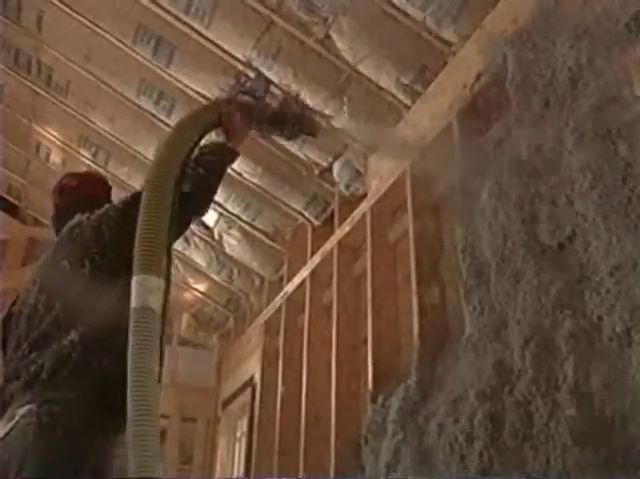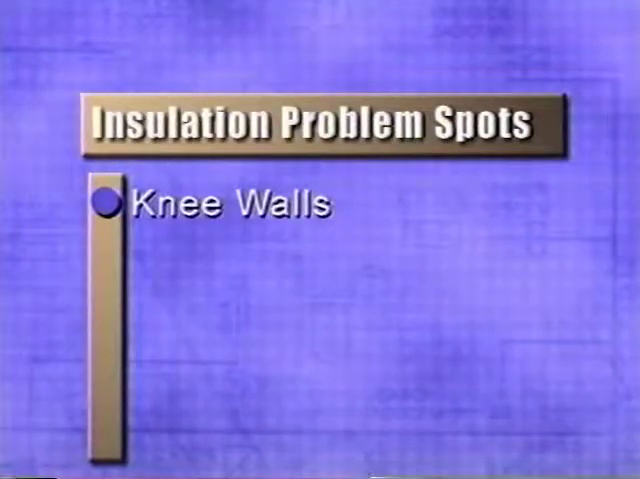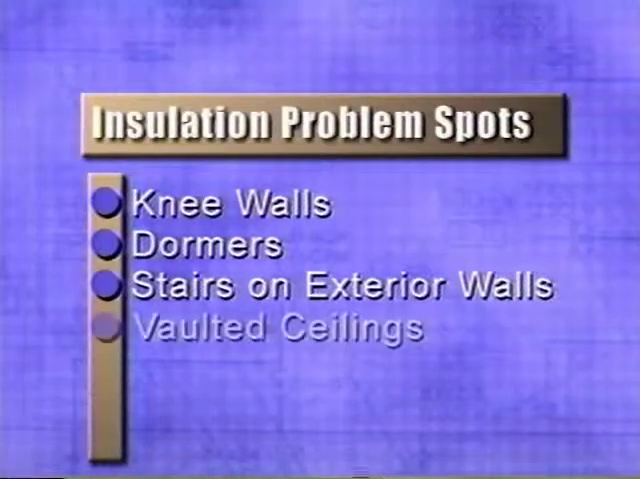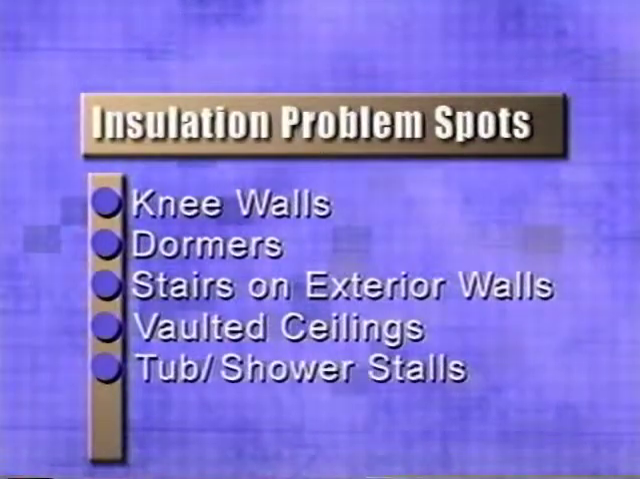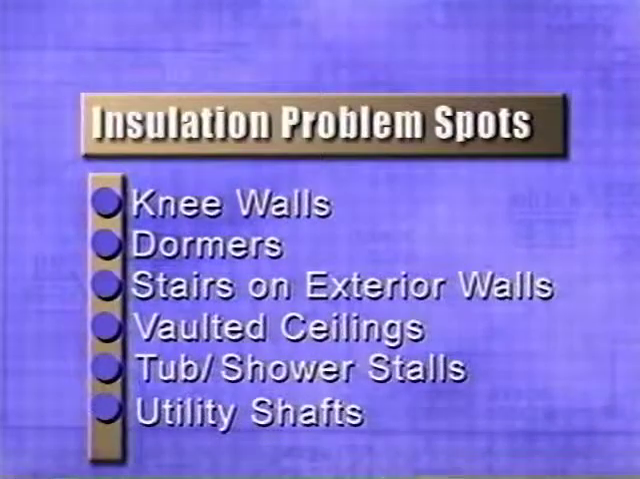Voids can happen throughout a house, but there are a few places it's more likely to happen than others. Knee walls, such as in bonus rooms, can be problem areas. Dormers, stairs on exterior walls, vaulted ceilings, tubs or shower stalls on exterior walls, and shafts for utilities are all places to which you should pay extra attention.